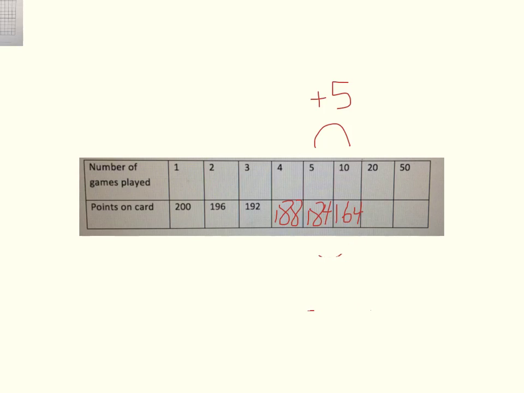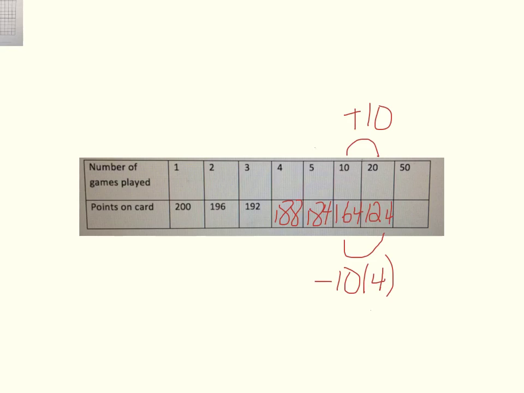What about on this next one? I went from 10 to 20, so I went up by 10. So that means here I'm going down by 10, and again, each game I play costs 4 points. So I'm going down by 4 times 10, going down by 40, so that leaves me with 124 points on my card once I've played 20 games.